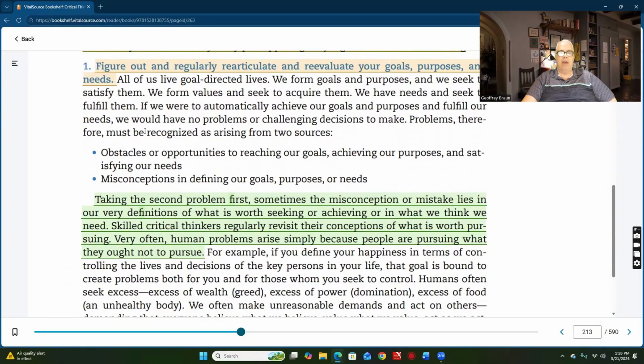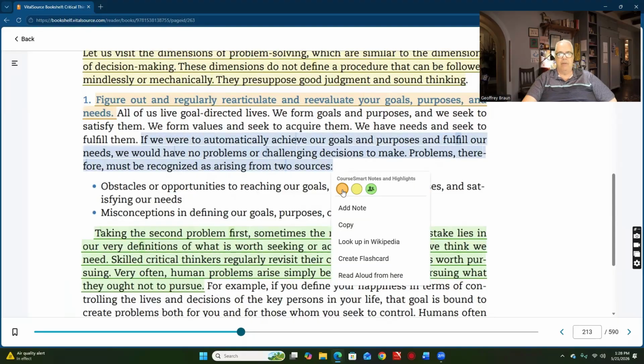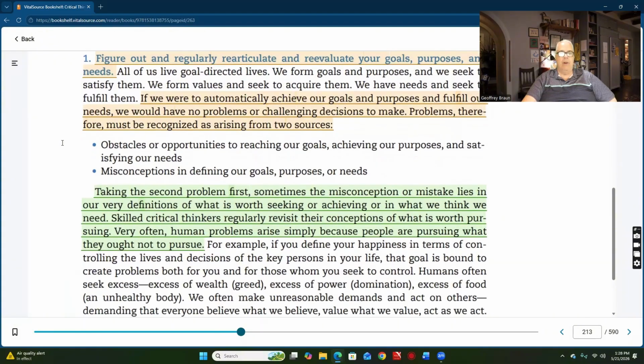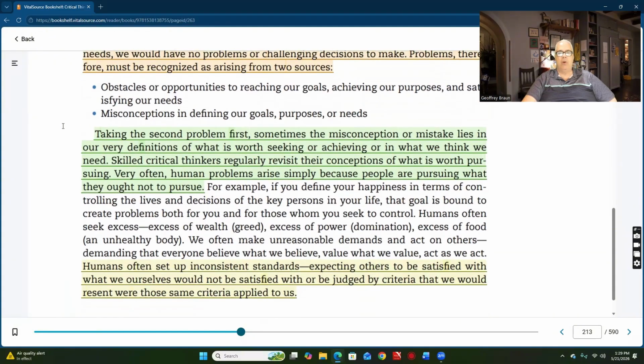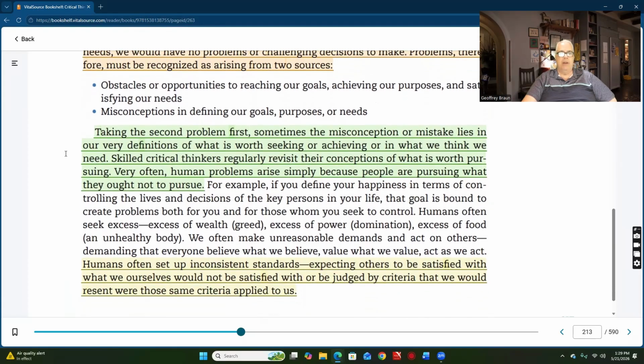If we were to automatically achieve our goals and purposes and fulfill our needs, we would have no problems or challenging decisions to make. Problems, therefore, must be recognized as arising from two sources. There's our two again, right? Obstacles or opportunities to reaching our goals, achieving our purposes, satisfying our needs, and misconceptions in defining goals, purposes, and needs.